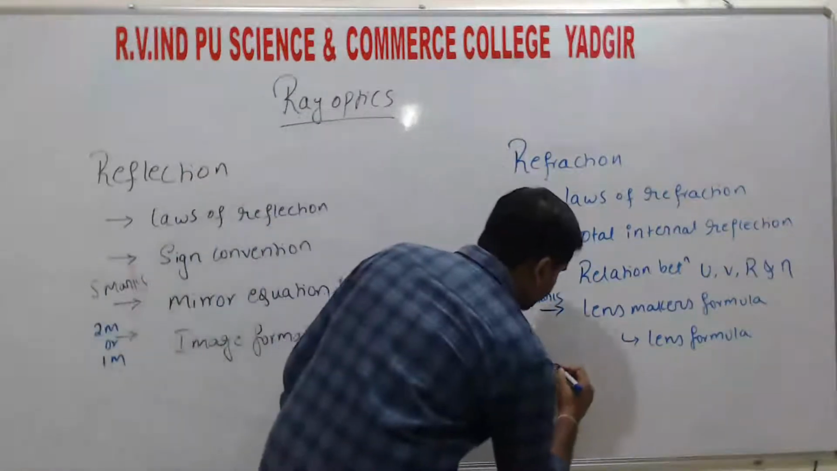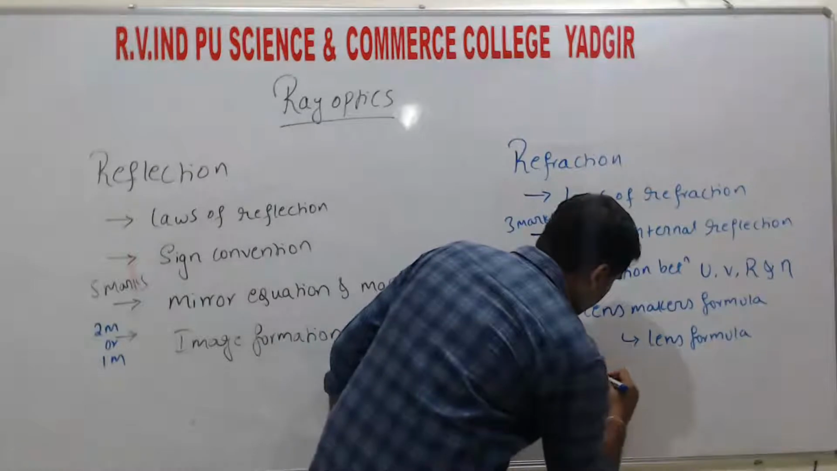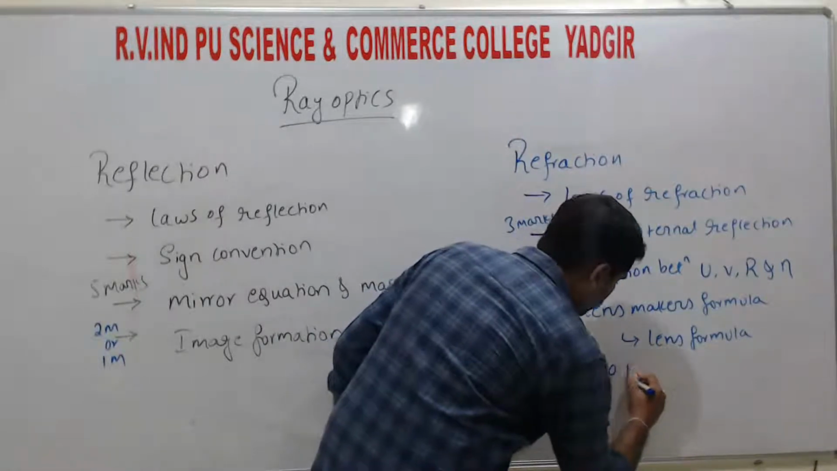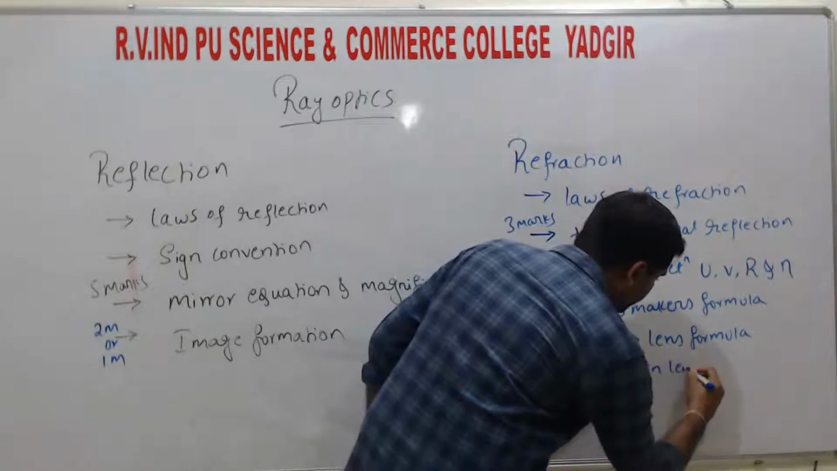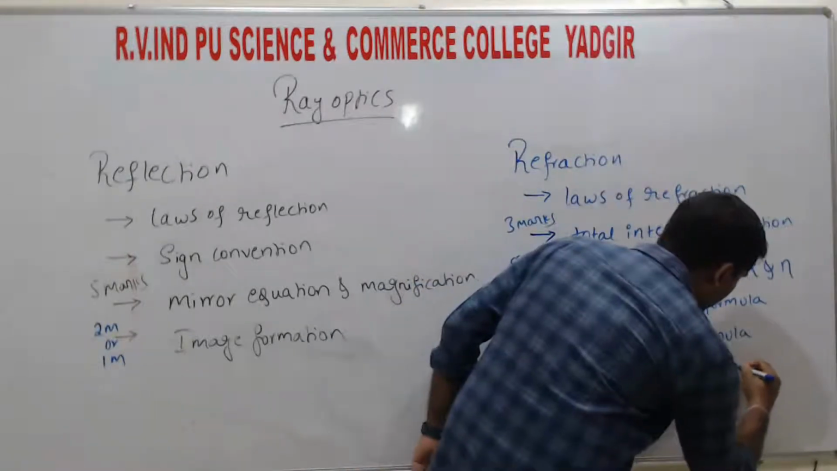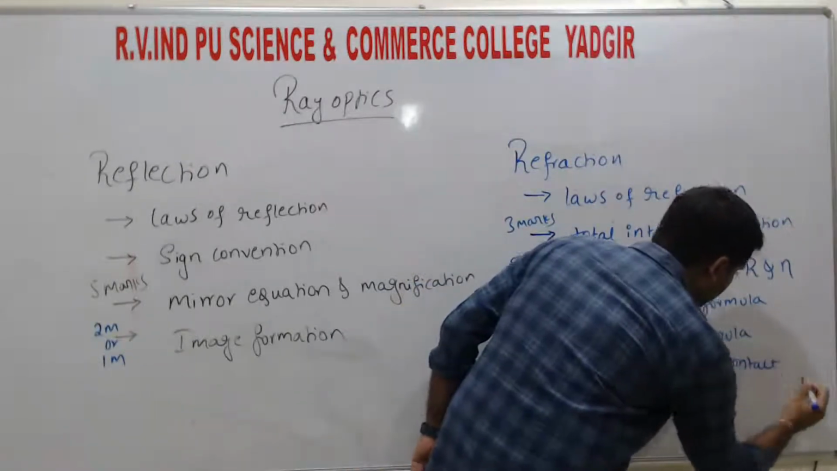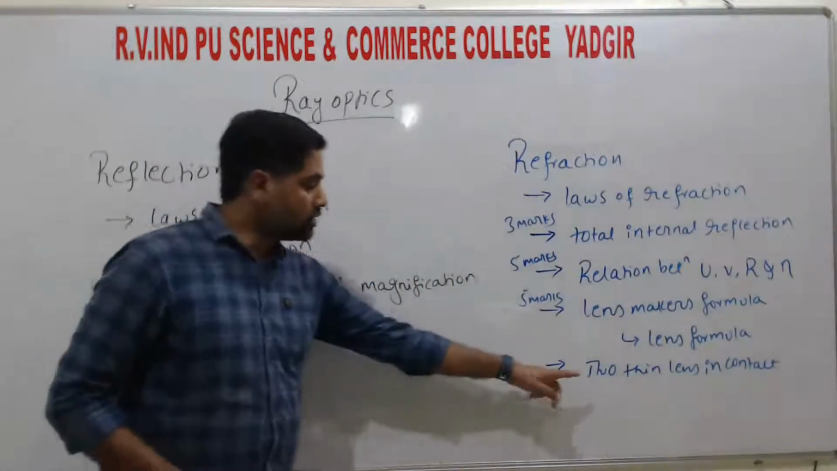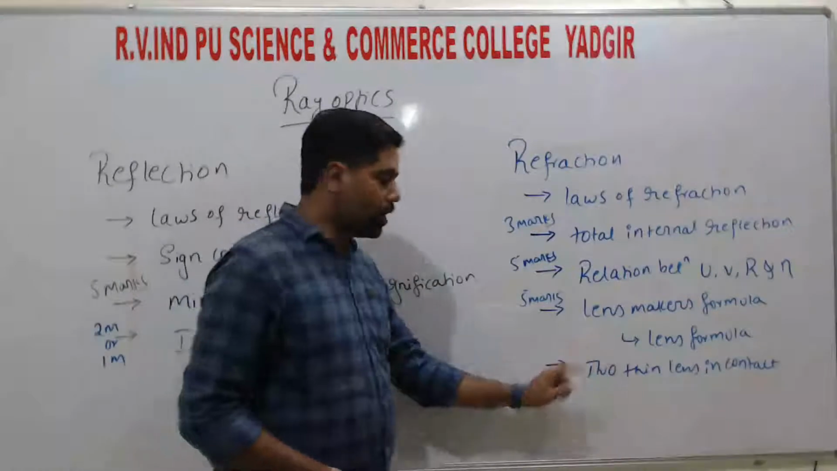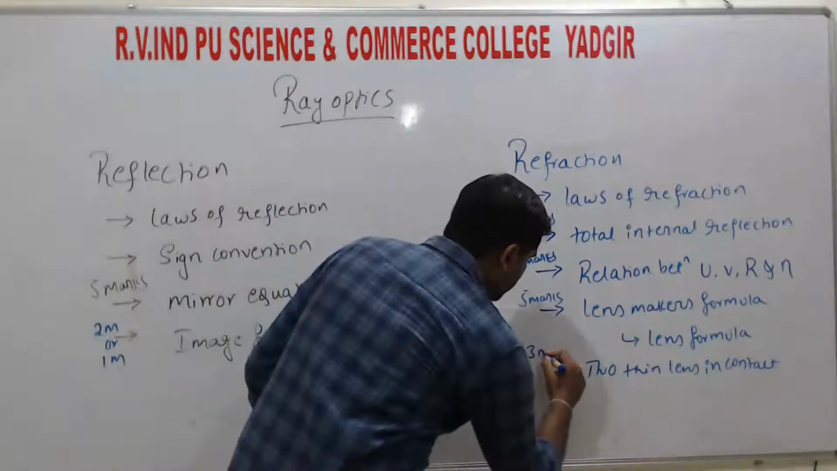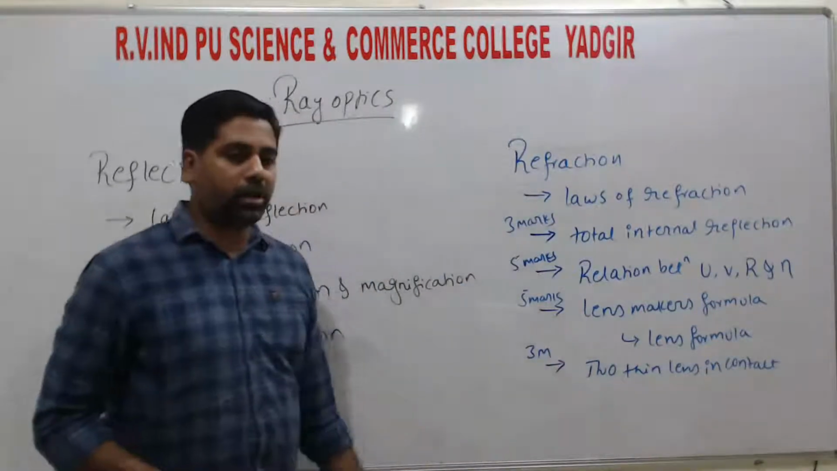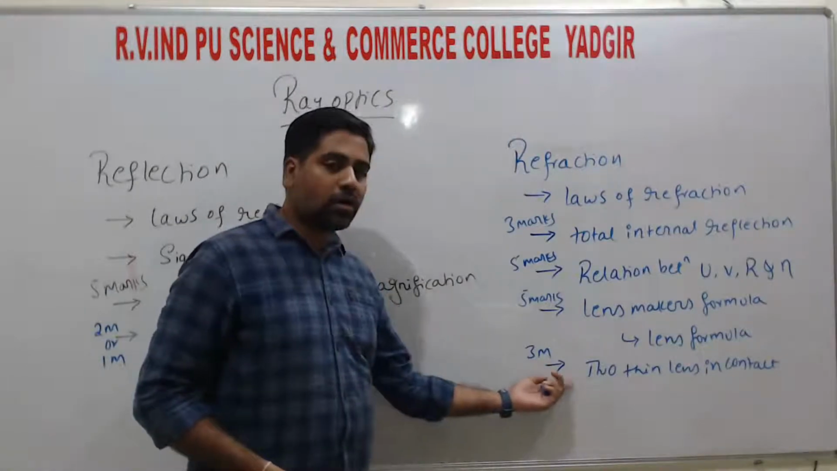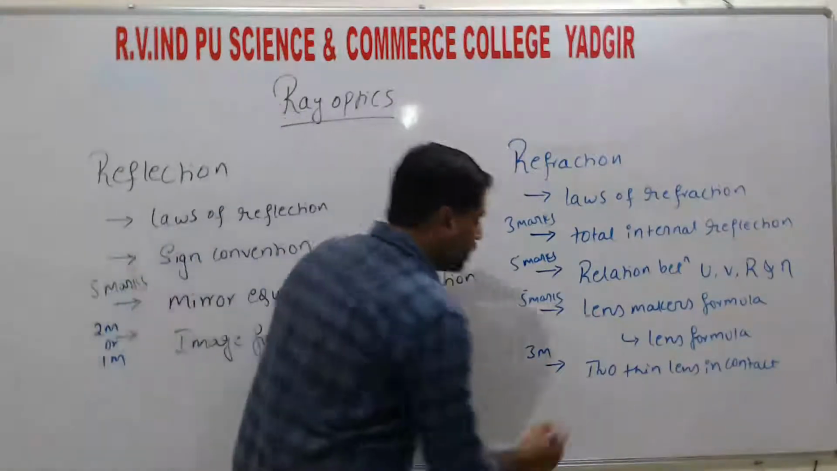So next, two thin lenses in contact. In the previous years they asked this derivation for 5 marks. Nowadays they have started to ask this derivation for 3 marks. But this derivation is important for either 3 marks or 5 marks.